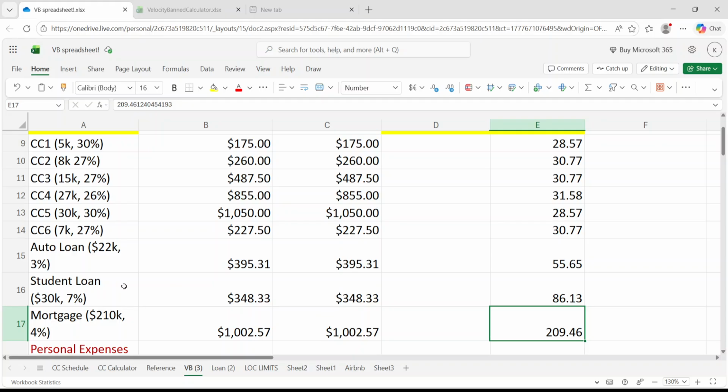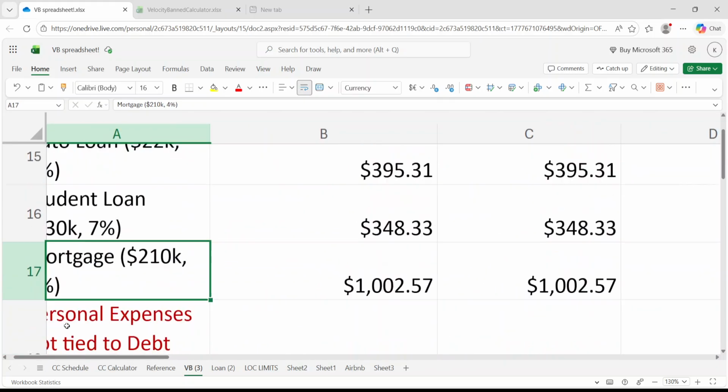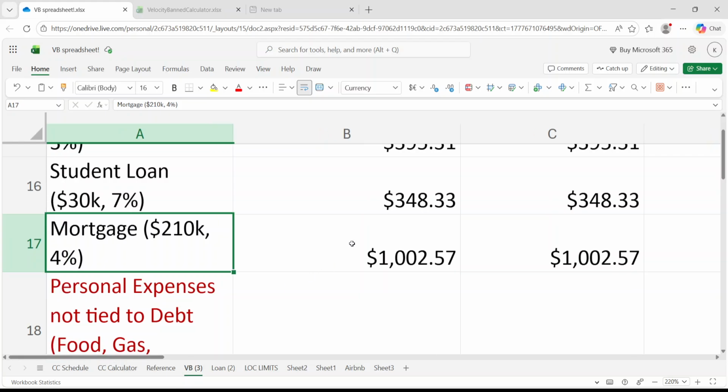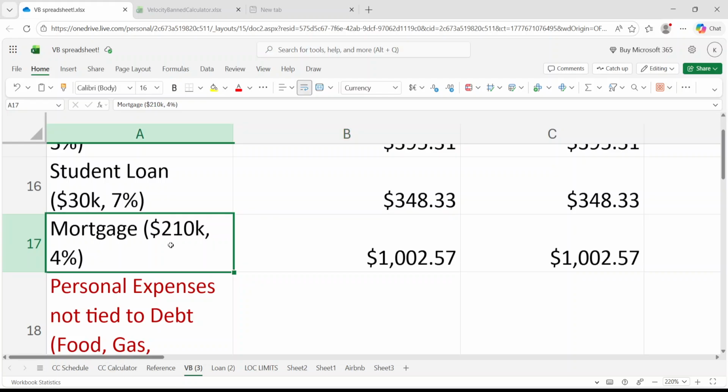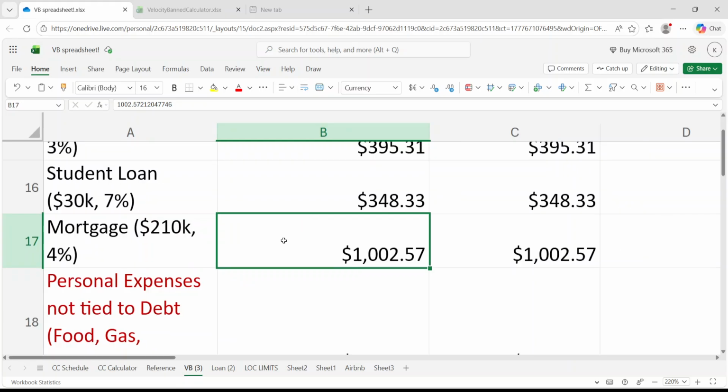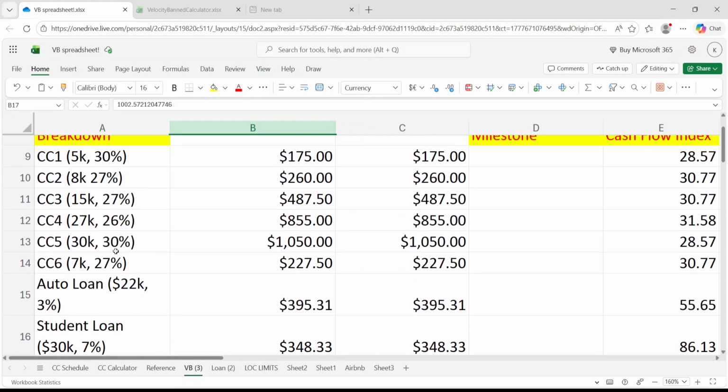So why is paying off the mortgage a bad idea according to the cash flow index? Because I literally have to give someone $210,000 for my mortgage to get $1,000 back in my cash flow. So $210,000 mortgage, $1,000 back in my cash flow, right? Whereas I could pay just this credit card, $30,000, and get $1,000 back in my cash flow, right? So which one gives you more bang for your buck?